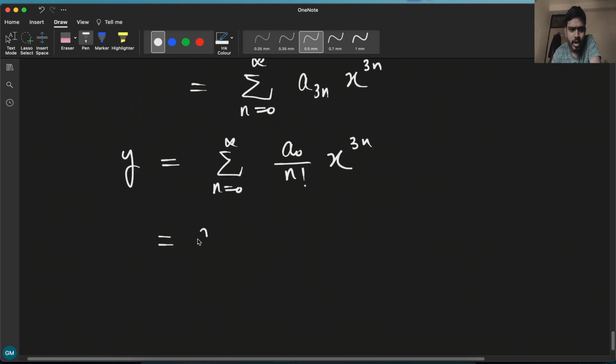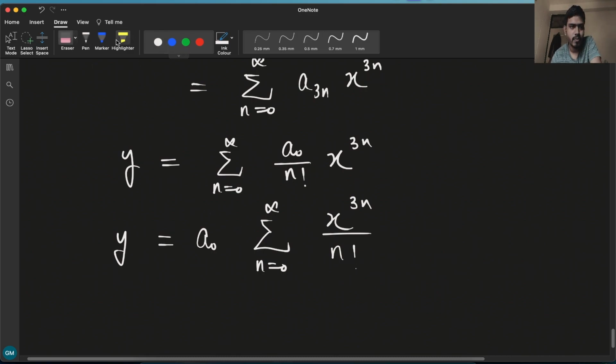So I can write this a0 outside, and then what we have is basically our series solution, which is sum over n equals 0 to infinity x to the power 3n divided by n factorial. So this is our solution.